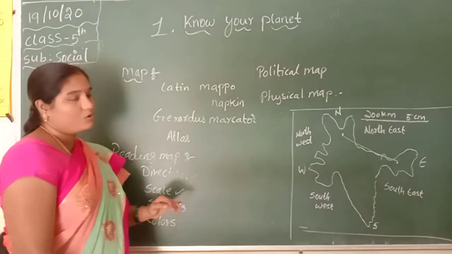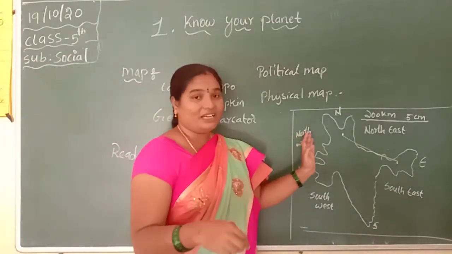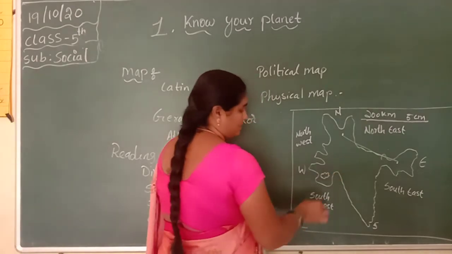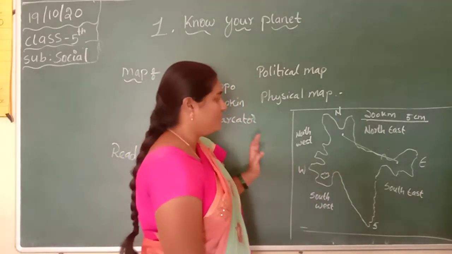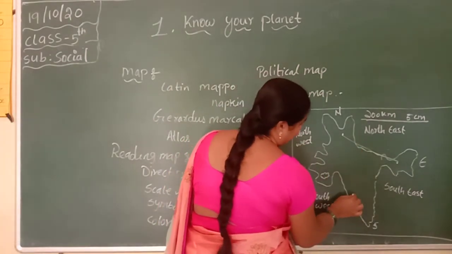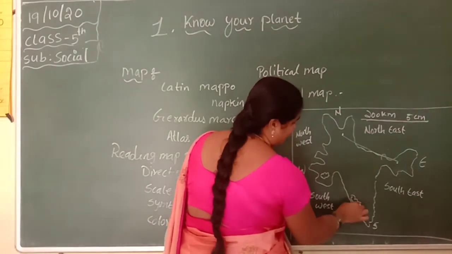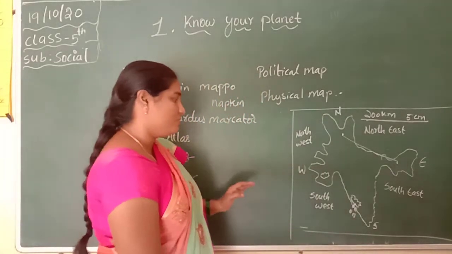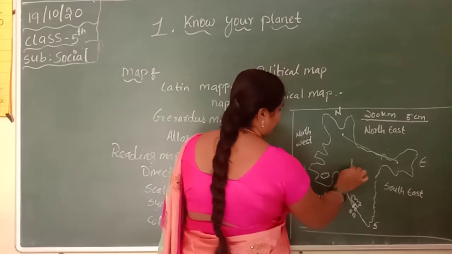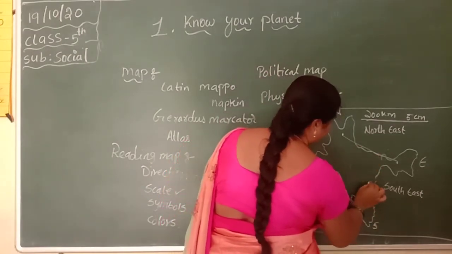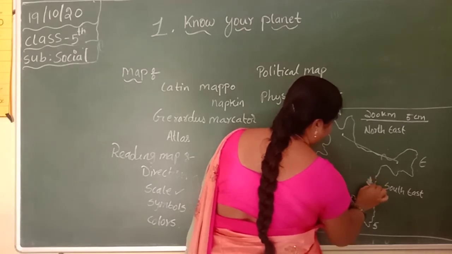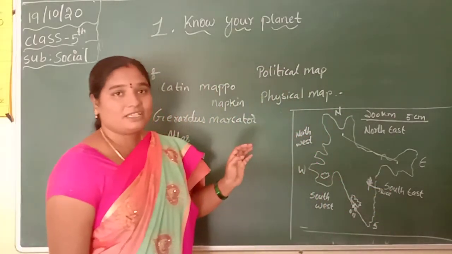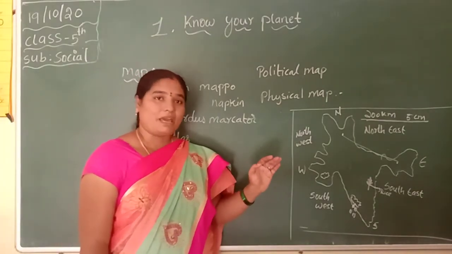Next one, symbols. By symbols also we can read the map. If I point out Gujarat and show a symbol of a cloud, it is cloudy. If I show Kerala on a map with a dropping symbol, it is known as rainy. If I show the symbol of a crop, it is rice. Andhra Pradesh is a major food crop area of rice. So by drawing some symbols also, we can read a map.